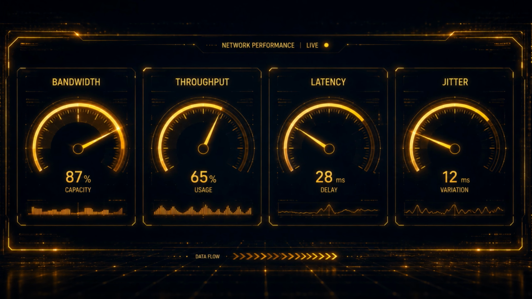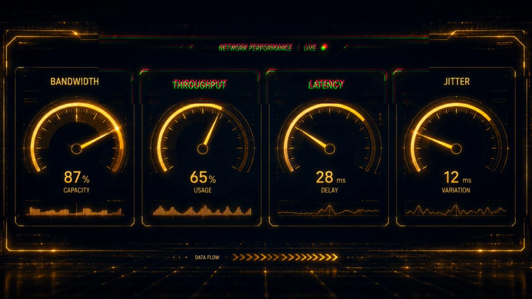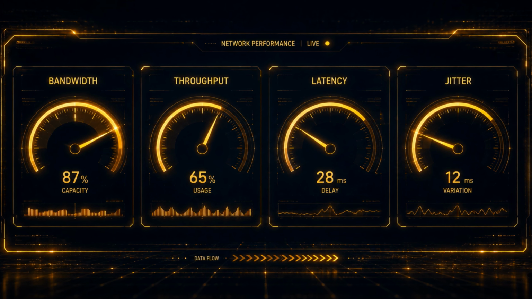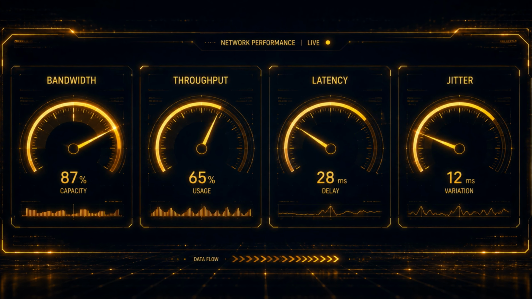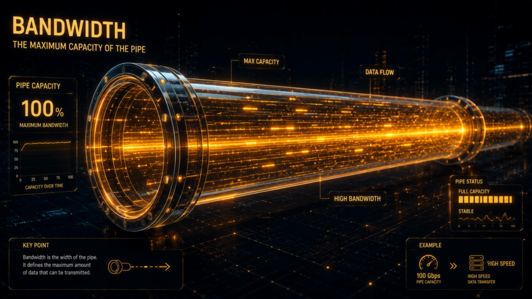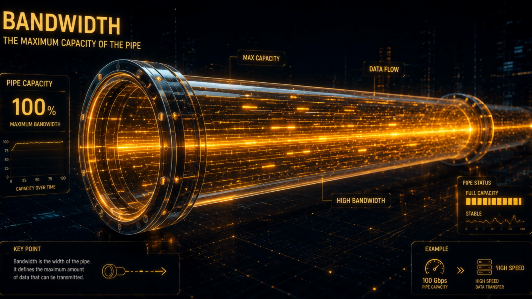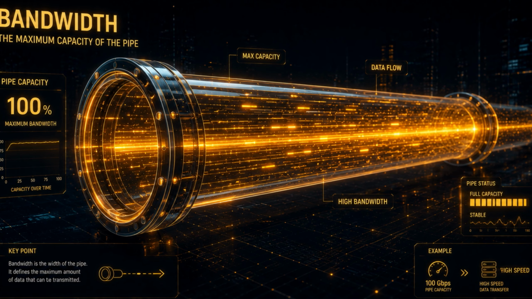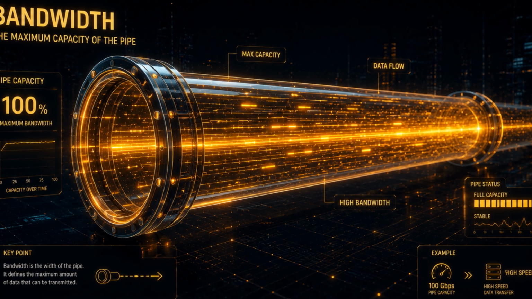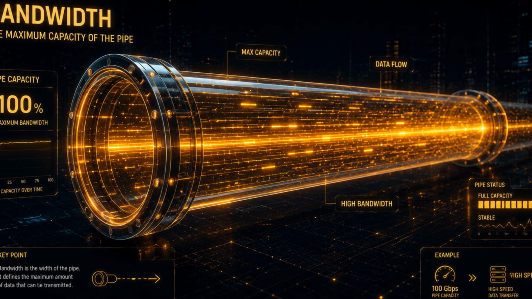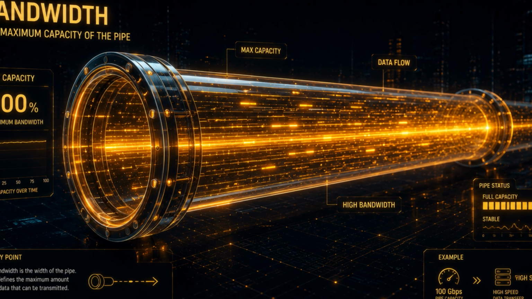Performance dashboard. Now let's look at 4 words every SOC analyst should know. This tells you how healthy a network is. First is bandwidth. Think of it as the size of a highway. The wider the highway, the more traffic it can carry. More bandwidth means more data can travel at the same time.